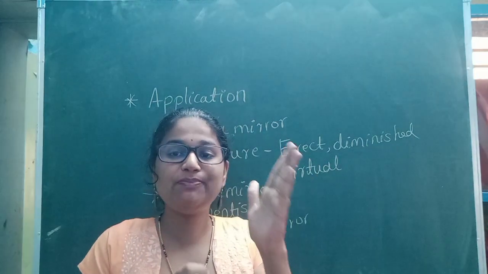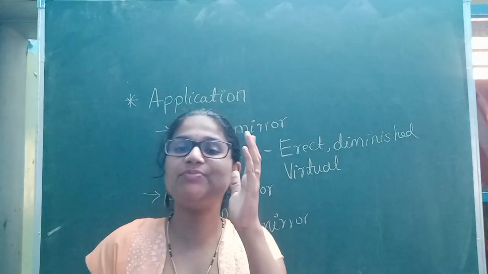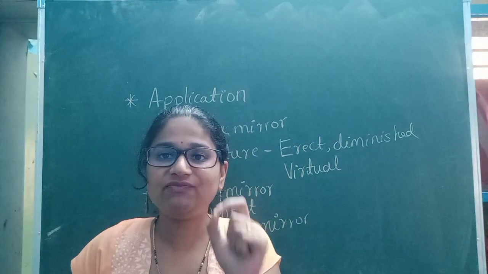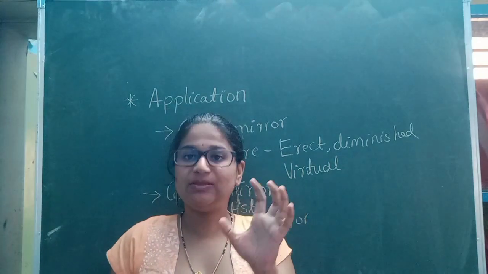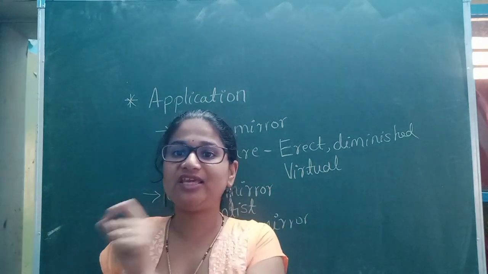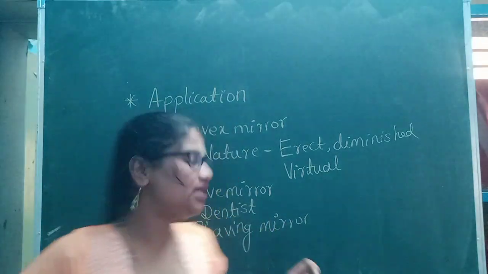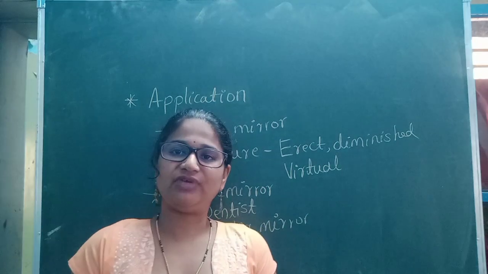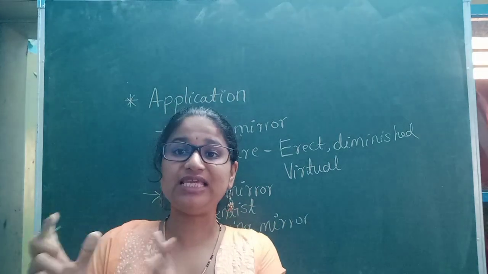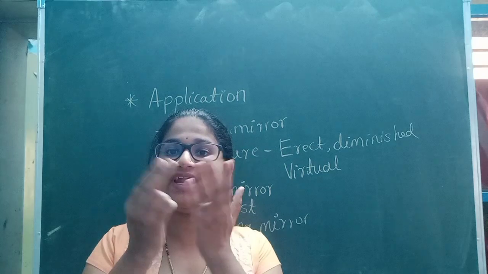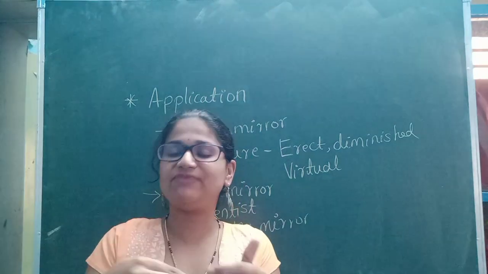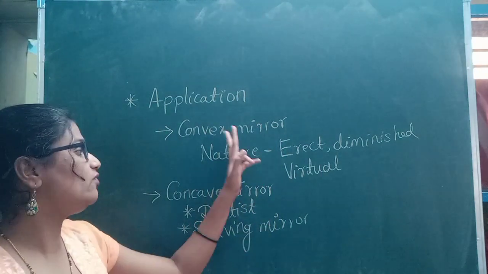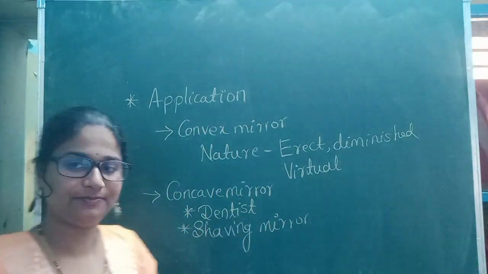But when we change the position of an object, when we bring an object very near to the spherical mirror, at that time we will get a magnified image as well as an erect image. That property is used in a shaving mirror, so that whenever a person is shaving, it will be a clean shave. A magnified image will be formed which helps them for shaving. So these are the applications of the convex mirror and the concave mirror.